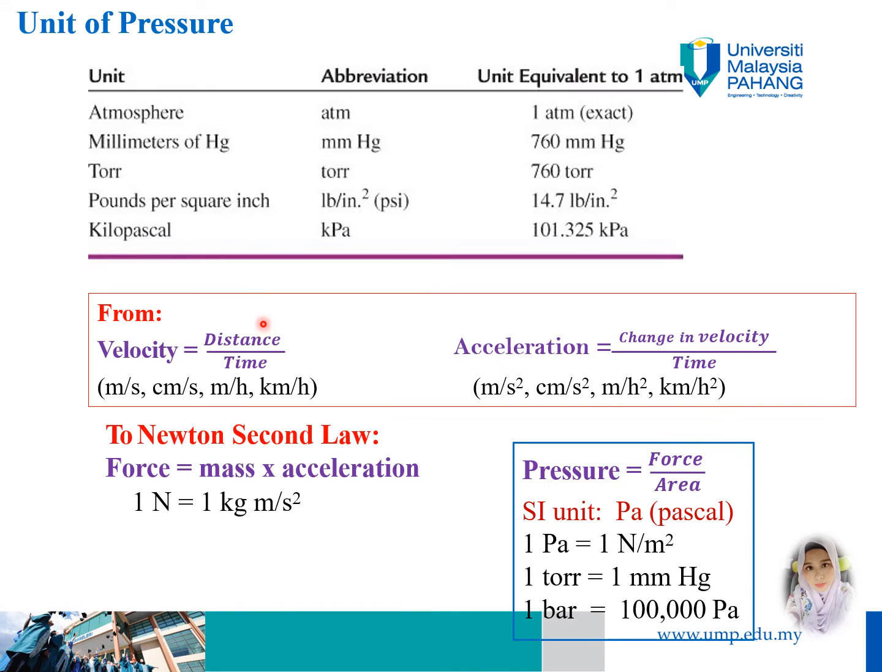Pressure can be expressed in atm, millimeters of mercury, torr, pounds per square inch, or kilopascals. And the SI unit for pressure is the pascal, which is newton per square meter.